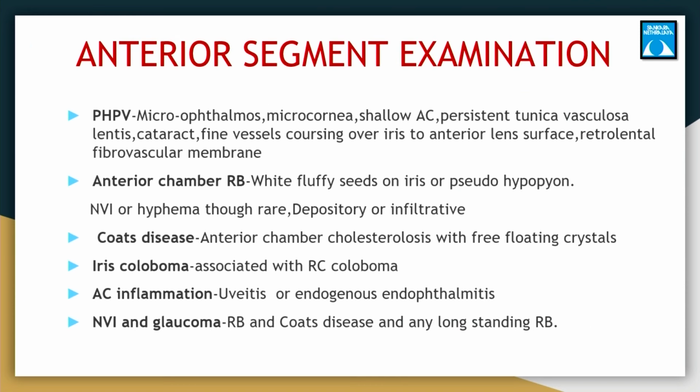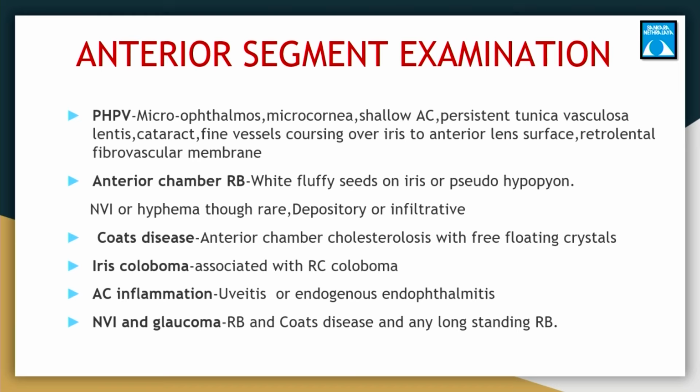Okay, go ahead. Anterior segment examination: the associated features in case of PHPV are microphthalmos, microcornea, shallow anterior chamber, persistent tunica vasculosa lentis, cataract, fine vessels crossing over the iris to the anterior lens surface, and retrolental fibrovascular membrane. In an anterior chamber RB, as in our case, we can have fluffy white seeds present on the iris, or it can present with a pseudohypopyon. There are two types of anterior chamber RB: one is the depository and the other one is the infiltrative type. And there can also be associated neovascularization, or it can have hyphema.